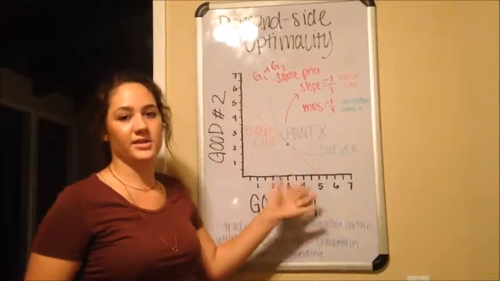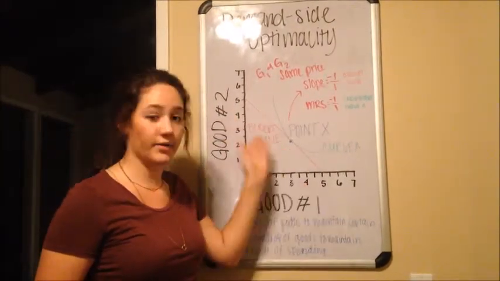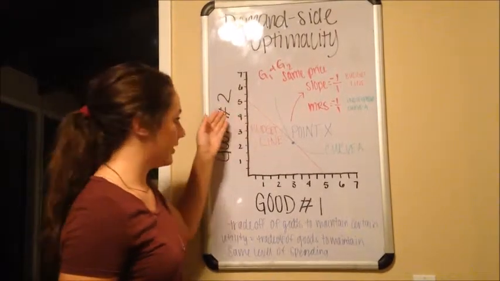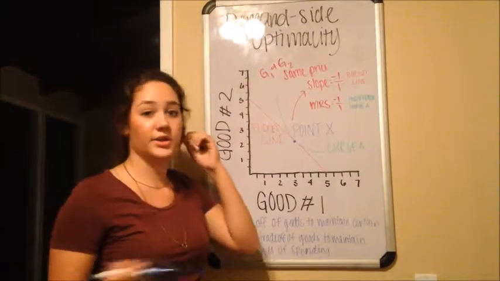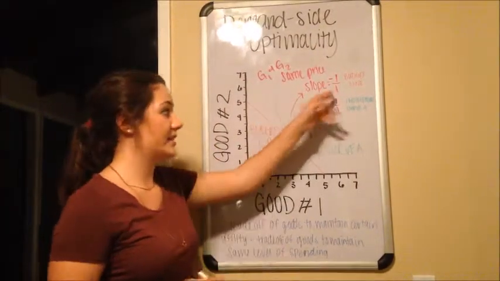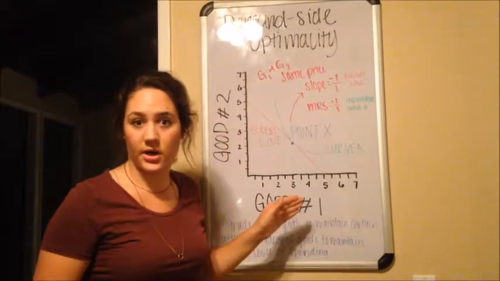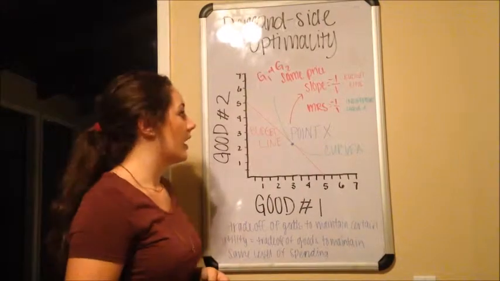So our budget line, as you can clearly see, the slope of the budget line is -1, which means that if I chose to reallocate my money from one good to another, if I chose to spend an additional $1 on good 1, I would have to spend $1 less on good 2, and vice versa.